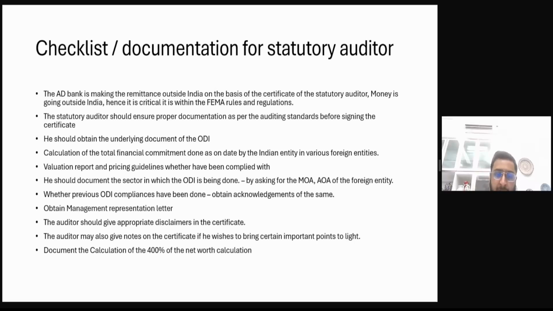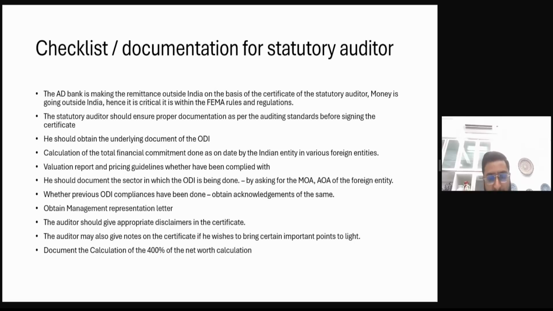In your certificate, you are allowed to give certain disclaimers, so you should give appropriate disclaimers. Though it's a standard format, we can give appropriate disclaimers. We normally give many disclaimers when we do a certification, so we should also give them in such a critical certificate. There may also be certain notes you want to give in the certificates. If you wish to communicate something, you can put it in the notes to accounts.